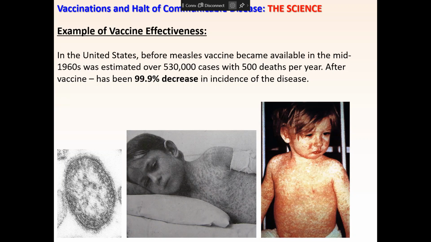Okay, so in the US, before the measles vaccine became available in the mid-1960s, I wasn't even born, there were little more than 500,000 cases with a good number of deaths per year. And I think that's very conservative. After the vaccine, there was a 99.9% decrease in the incidence of the disease. In fact, measles, mumps, and rubella were considered eradicated.